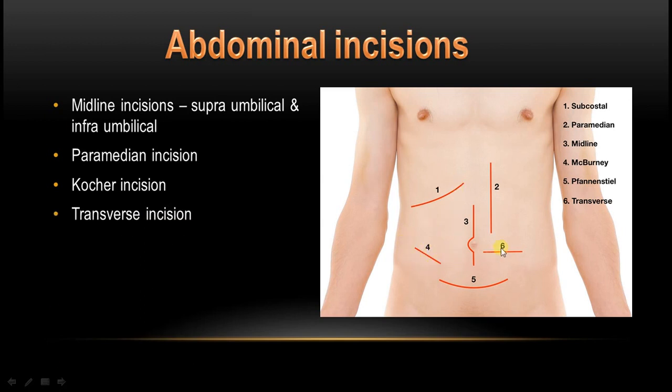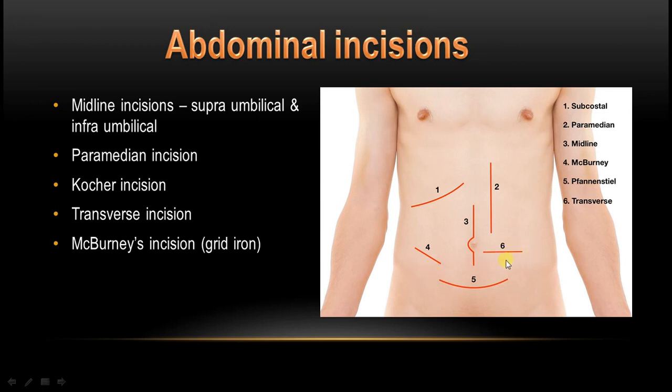Transverse incisions, you are able to see many transverse incisions. Most commonly is the McBurney incision. Along the McBurney's point, you have two. One is the oblique one, which is called the gridiron incision. The transverse one is called the Lanz incision. The Lanz incision is preferred over the gridiron incision along the McBurney's point. Okay, the oblique one is called the gridiron incision.